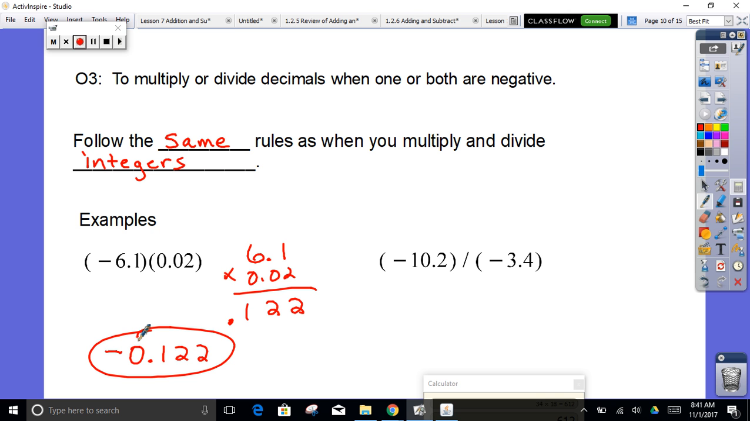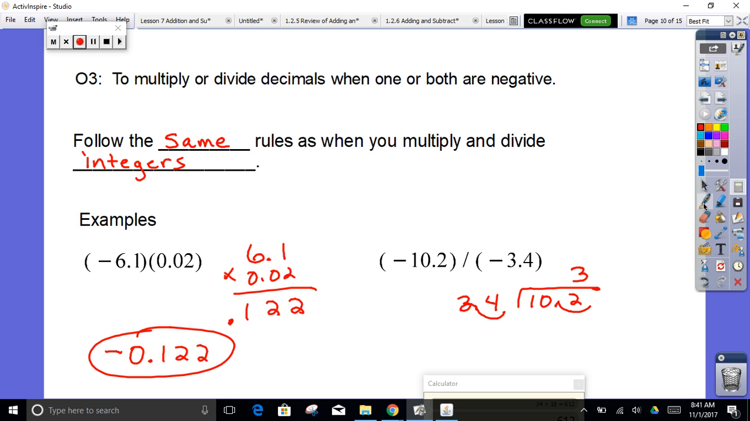Okay, next example has a negative divided by a negative. So what's my answer going to be? Positive. So I can truly just ignore those negative signs. So 3.4 into 10.2. Move the decimal over 1 and 1. Now I'm doing 34 into 102, and that goes in evenly 3 times. So my answer is just 3.